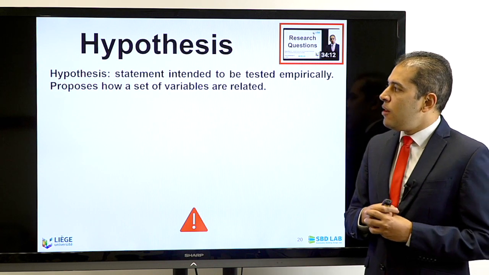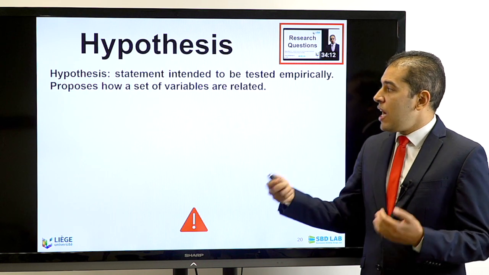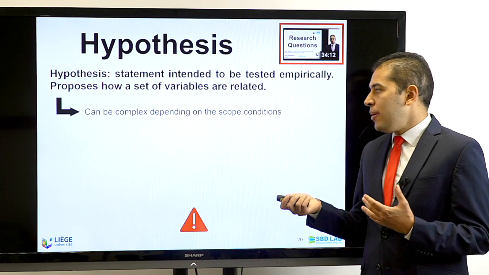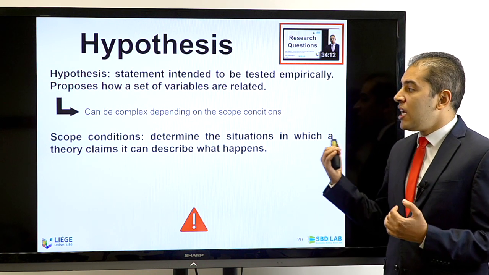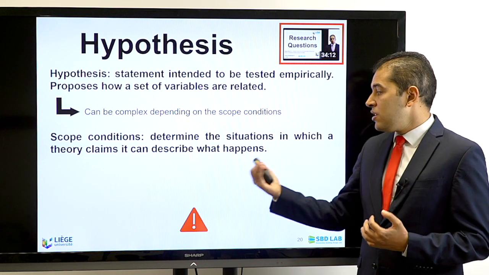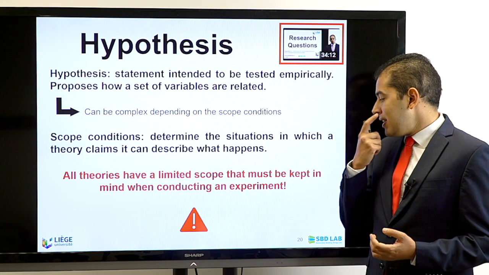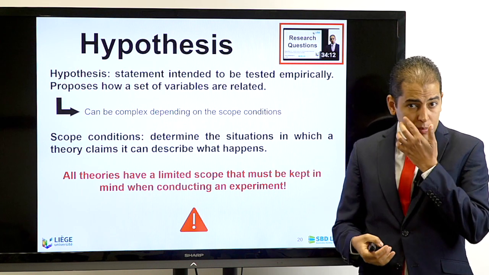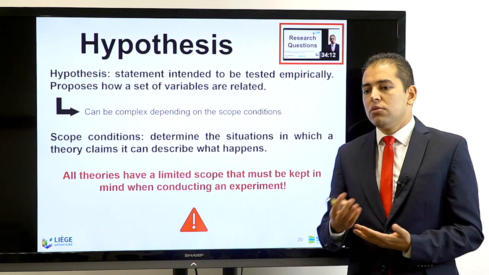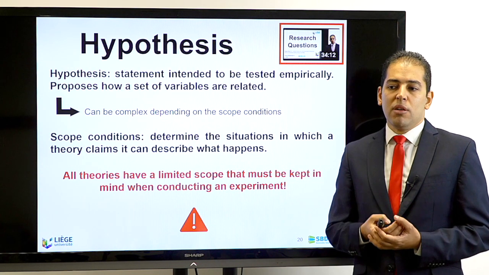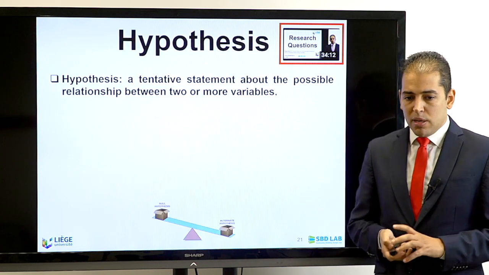So in this sense, when we develop our hypothesis, a hypothesis is simply a statement intended to be tested empirically, and it proposes how a set of variables are related. It can be complex depending on the scope conditions, and the scope conditions determine the situations in which a theory claims it can describe what happens. So it's very important to build on that, and all theories have limited scope that must be kept in mind when conducting an experiment. There will always be limitations for my theory, and if I'm conducting the experiment to test this theory, I have to be very vigilant, I have to be very objective, and I have to define the independent, dependent, and the control variables.